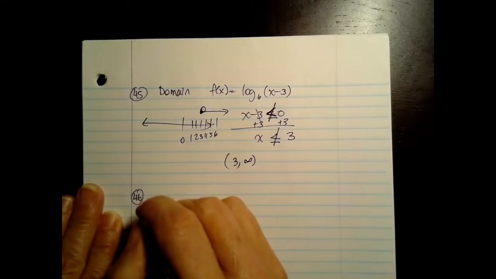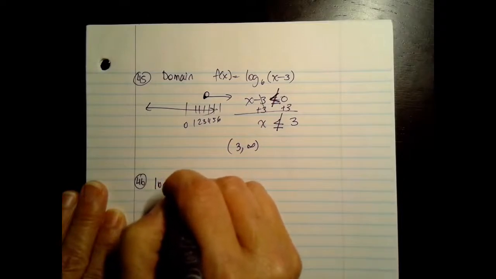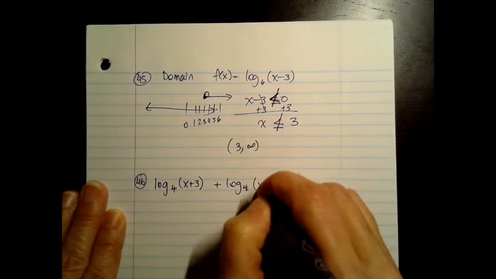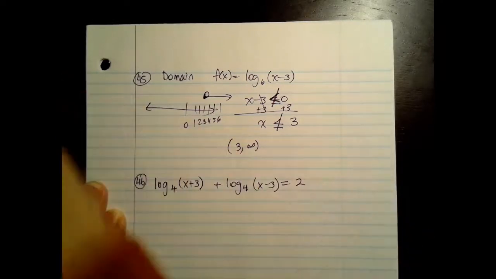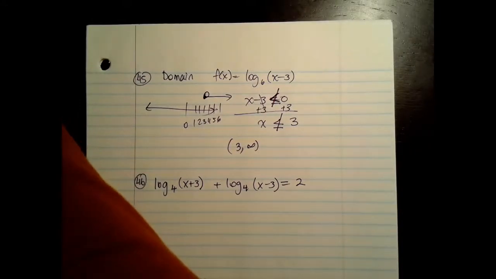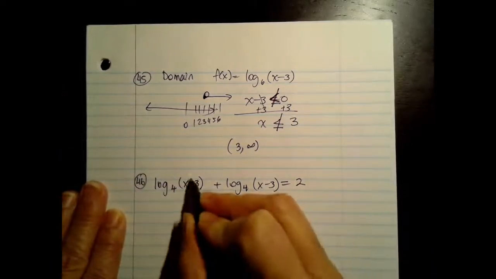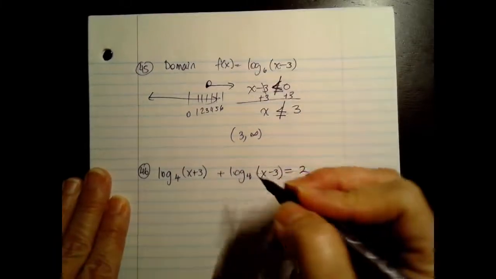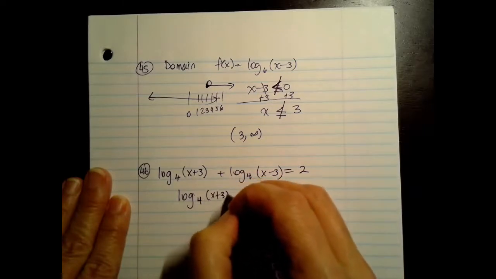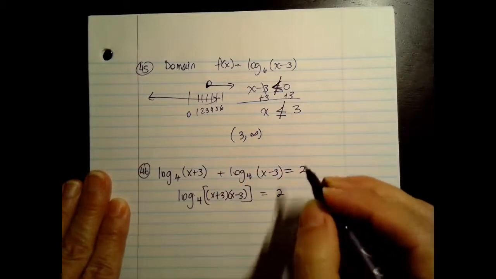46. Okay, so this is a solve. So log base 4 of x plus 3 plus log base 4 of x minus 3 is equal to 2. So if we go through and we use our rules, we know that if we were adding two logs together, that meant that these two things were multiplied. Okay, so I know that that tells me I would have had log base 4 of x plus 3 times x minus 3, and that would be equal to 2.